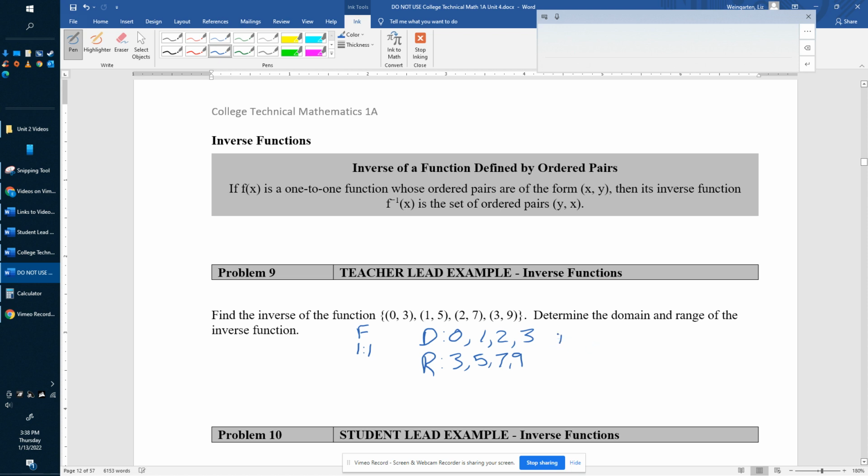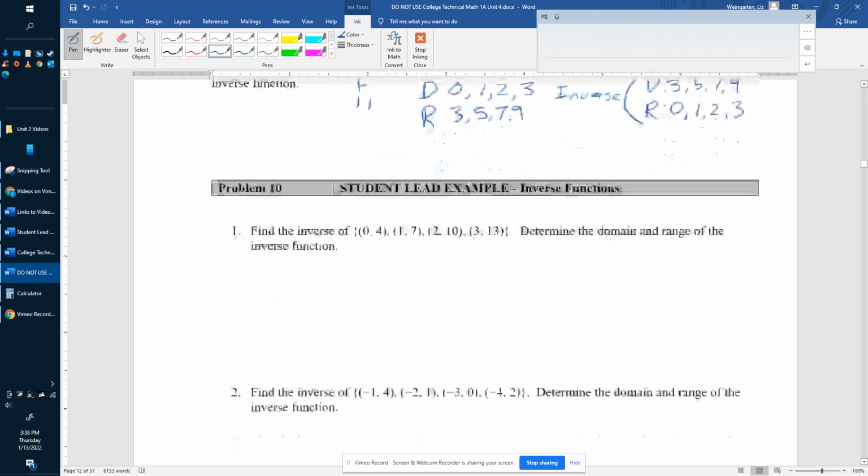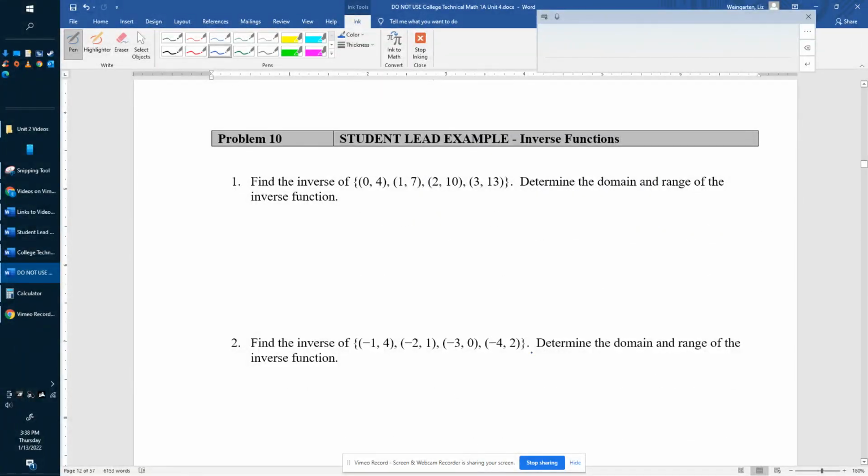So our inverse domain is the range of the original function. The range is the domain of the original function. And that is our answer for problem 9. Go ahead and pause the video, work this out for problem 10.